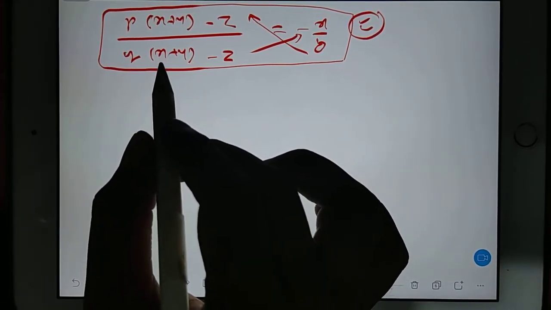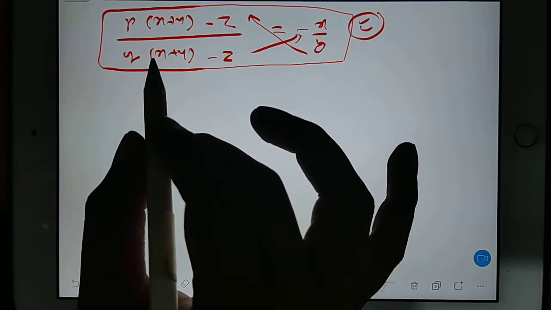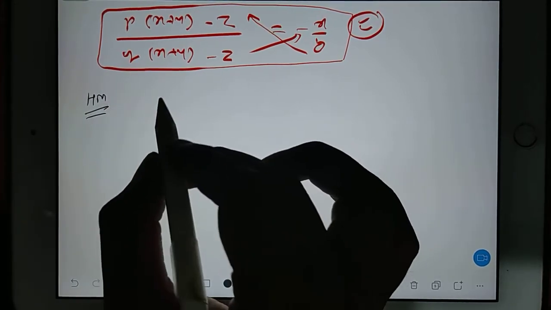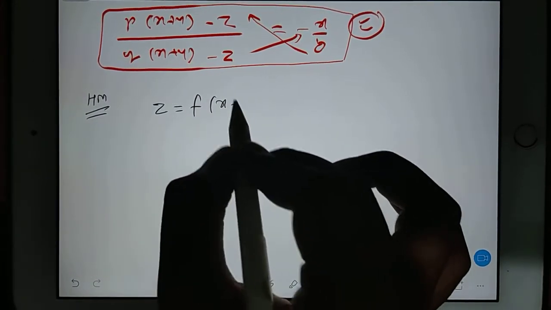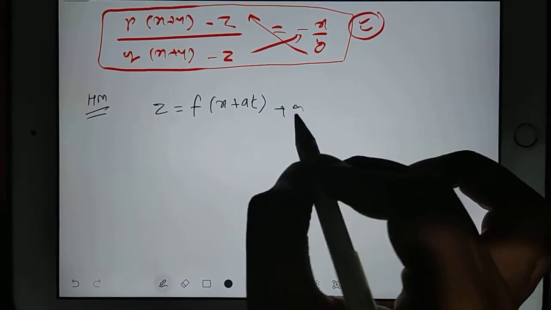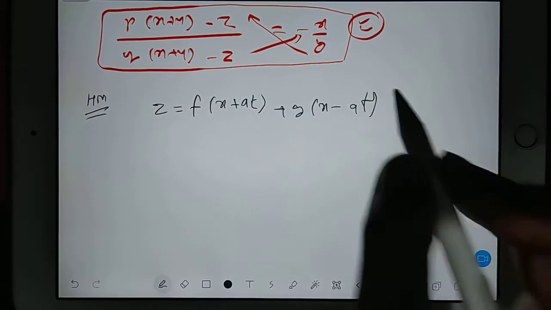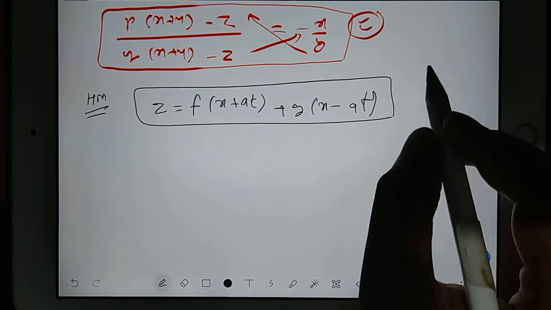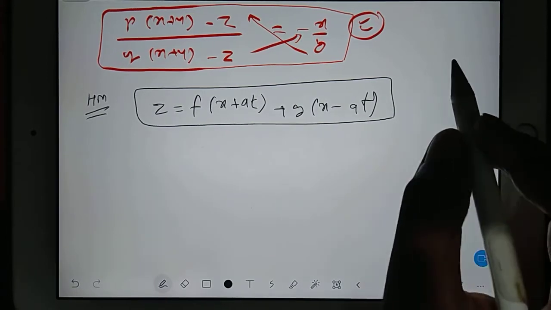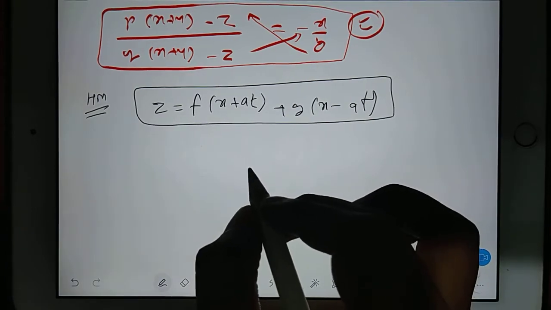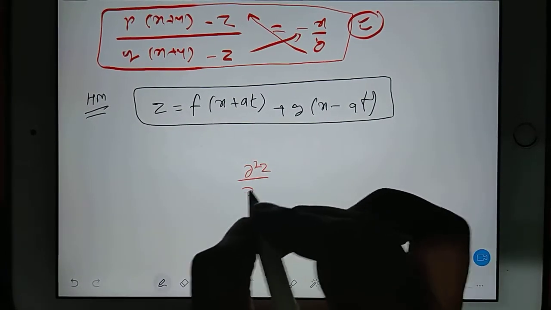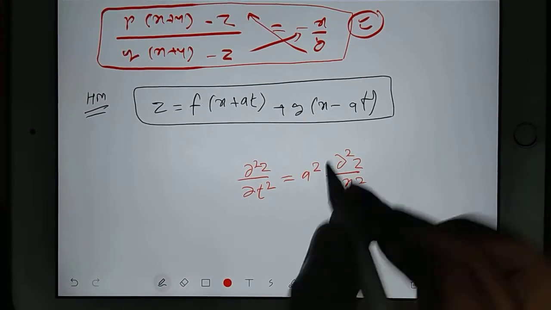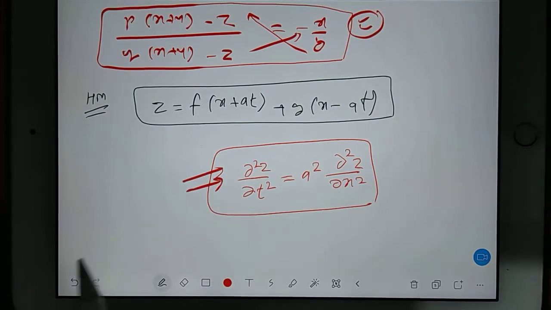Now I am giving one more question. That question you try by yourself at home. Take it as homework: z is equal to f of (x plus at) plus g of (x minus at), and this total is your general equation. Now you have to convert this into its desired partial differential equation. So your answer will be like dou 2z by dou t square is equal to a square dou 2z by dou x square. So this should come as your answer.